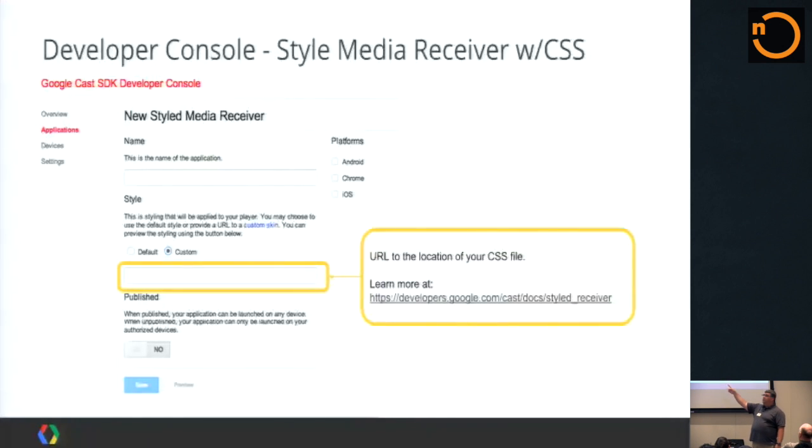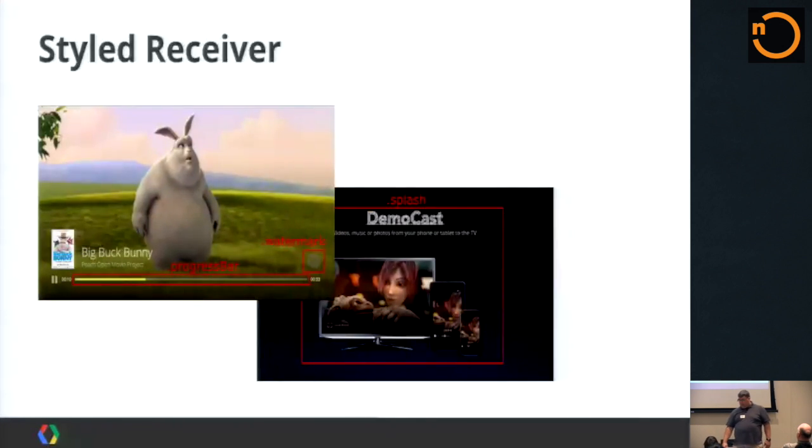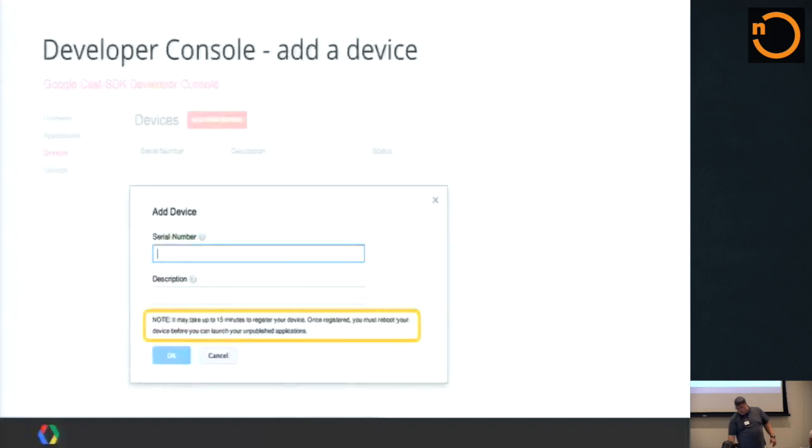So this is the styled receiver. You can take a default styling, or you can pass in a custom styling. And this is kind of what it would look like. Here you can see some of the CSS classes. You define a splash class, and that would be what shows on the splash screen. Watermark, progress bar, so that you could change the color of the progress bar to match the theme of your company. So you just define a few CSS classes, and things just magically look really nice.